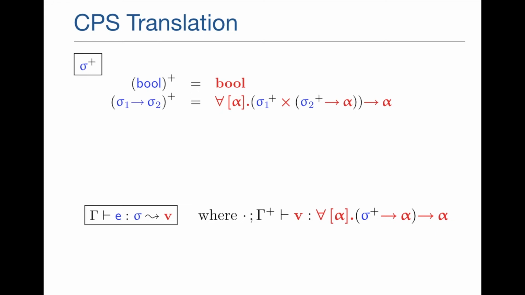So here is the translation type sigma plus. So booleans is just booleans, but we can see for functions, what's going on here is a little complicated looking. When we're going from the source to the target language, we're doing a CPS translation, so we're adding continuations. And you'll notice this polymorphic alpha thing going on.